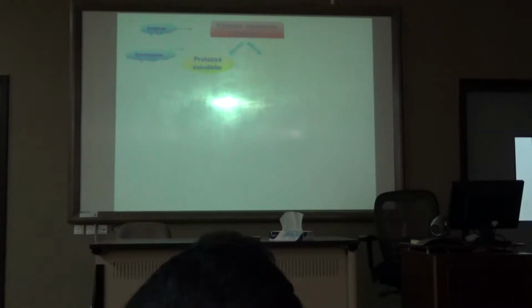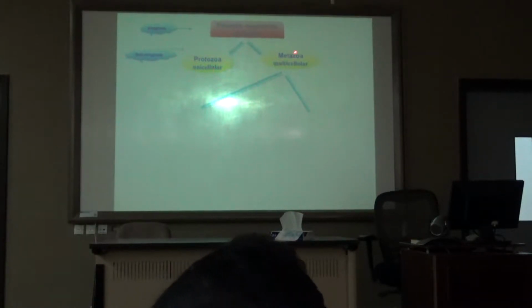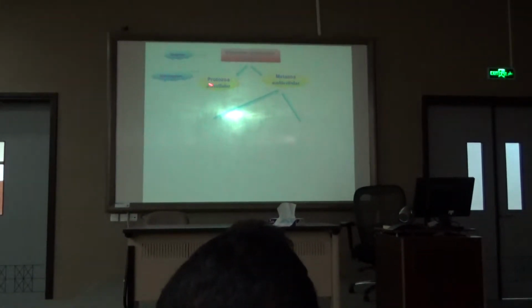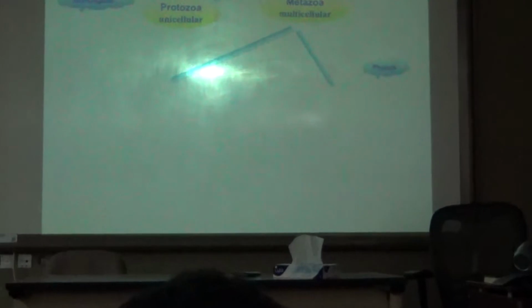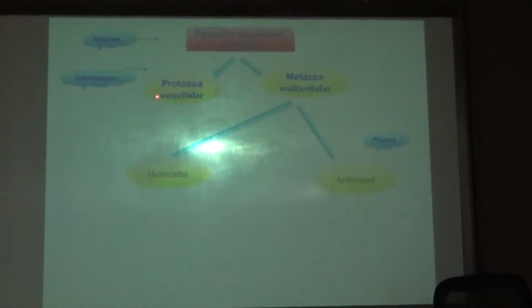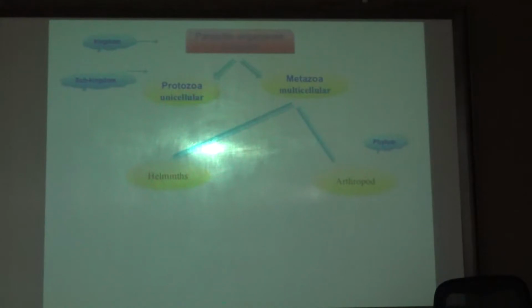If you see, they are actually included under parasites. In parasites, we divide them into two major types, protozoa and metazoa. In protozoa, we have unicellular organisms like, for example, Entamoeba histolytica, some of the flagellates. In multicellular organisms, we have arthropod and helminths. So, helminths come here. They are multicellular parasitic organisms.